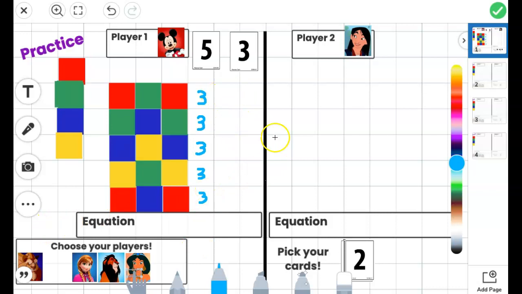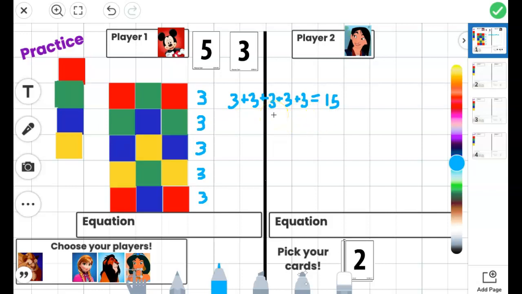Can I write it here? I'll write it over here, but I'll erase it. 3 plus 3 plus 3 plus 3 plus 3 equals 15. Good work if you wrote this equation.